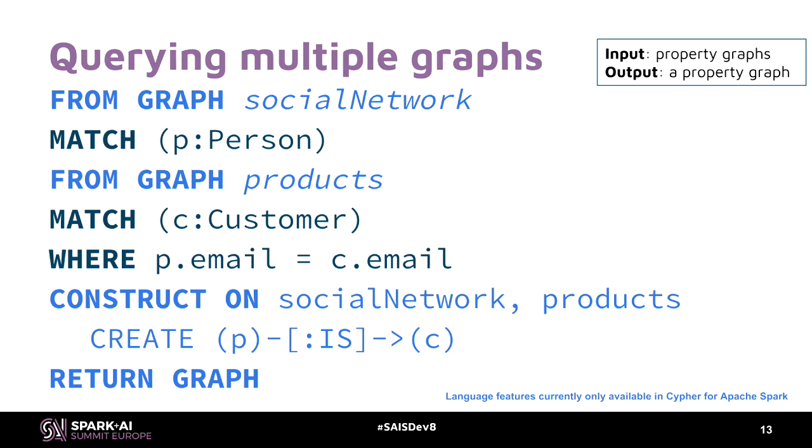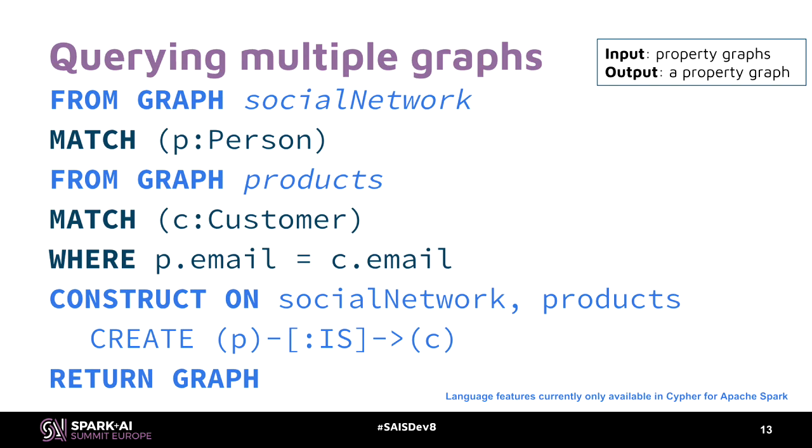And we're first matching all the persons from the social network graph, and then we're matching all the customers from the product graph. Now, some of these nodes in these graphs are going to refer to the same real-world thing. And the way we try to figure out which same people might be behind those nodes is via their email address. So essentially, the assumption is that if two nodes have the same email address, they refer to the same person. And then we use another new construct.